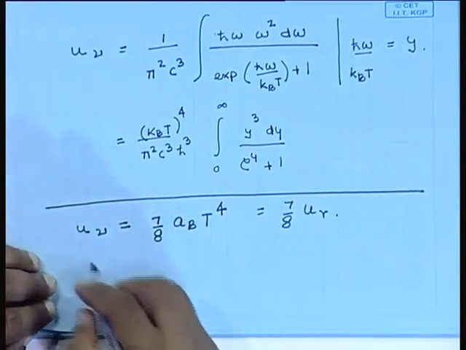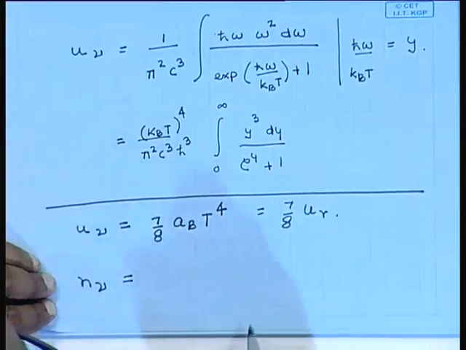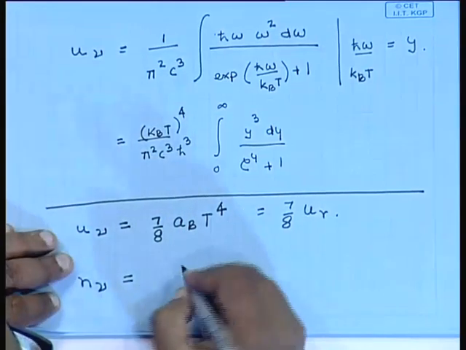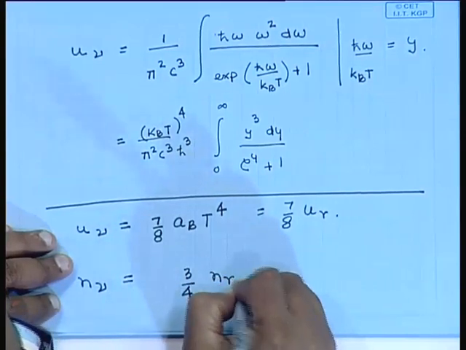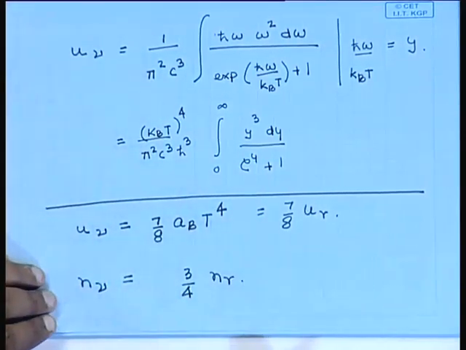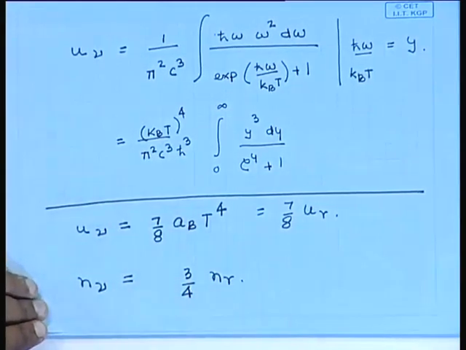Okay. Similarly, the number density of neutrinos is 3/4 of the value for photons. Okay. So, if the temperature were the same, then this relation would be true.